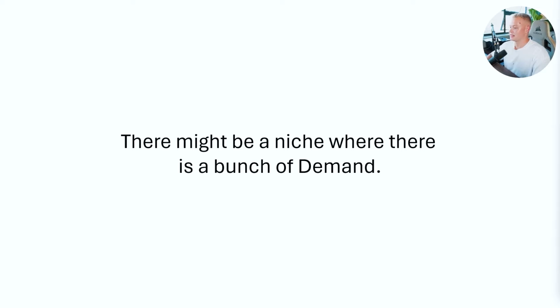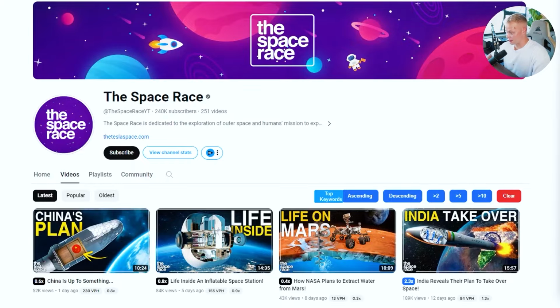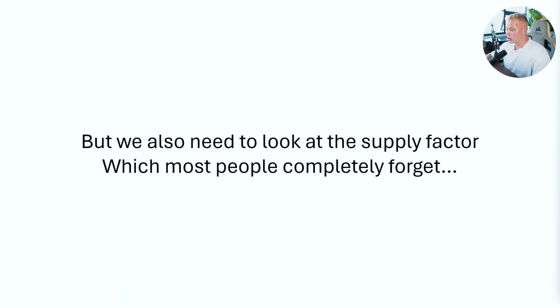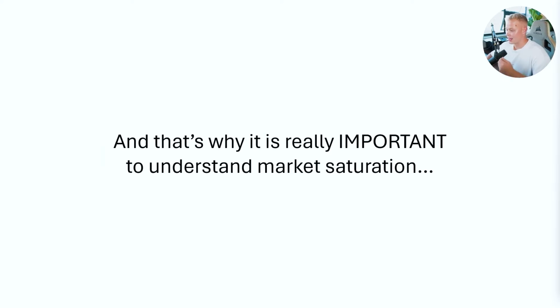What often happens is people look for niches, then they find a niche and see, hey, there's a lot of demand. Then they go ahead and create a channel in that niche, the hopes are very high, and then boom, the channel fails. Now, why exactly is that happening? There might be a niche where there is a bunch of demand, like for example the space niche, the scary story niche, and the soccer niche. But we also need to look at the supply factor, which is what most people completely forget. And that is why it is really important to understand market saturation. So in this video, I'm going to show you guys exactly how to identify market saturation.